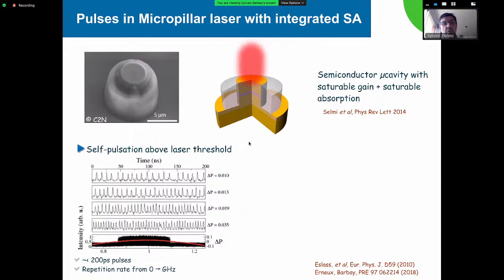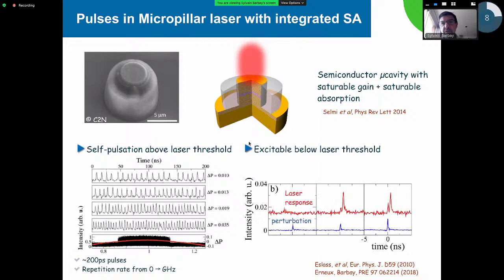Above the laser threshold, this laser can work in the limit cycle oscillation regime, as you can see here. You can have self-pulsing whose period can be controlled by the pump. The closer you are to threshold, the longer the repetition period. And if you are far away from the threshold, you can get faster self-pulsing. The pulses are about 200 picoseconds in that case.